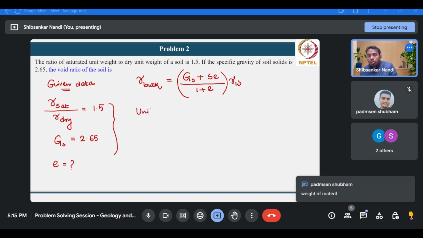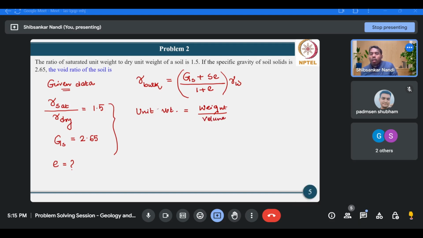So unit weight, this is weight by volume. So that means the weight which is basically associated with unit volume of the material. Now we are distinguishing this unit weight by bulk unit weight, saturated unit weight, and dry unit weight. Now what are the differences between these three terms: bulk, saturated, dry?